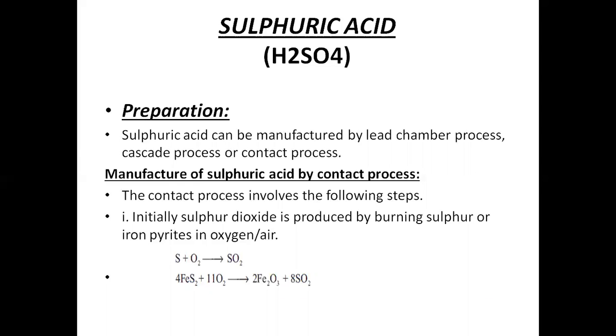The contact process involves the following steps. Initially, sulfur dioxide is produced by burning sulfur or iron pyrites in oxygen or in the presence of air. The sulfur reacts with oxygen and gives sulfur dioxide. We burn the iron pyrites in the presence of oxygen, which gives iron oxide and sulfur dioxide gas.